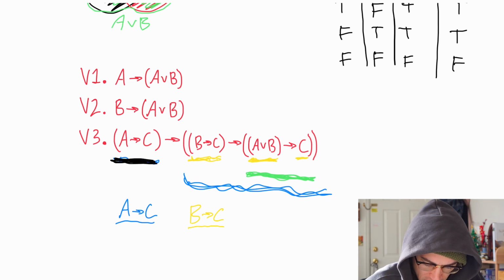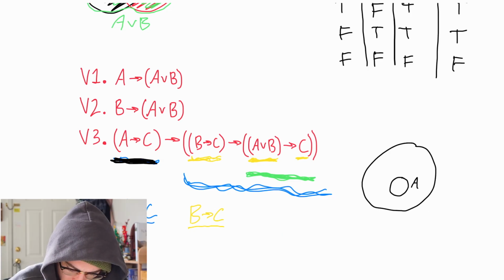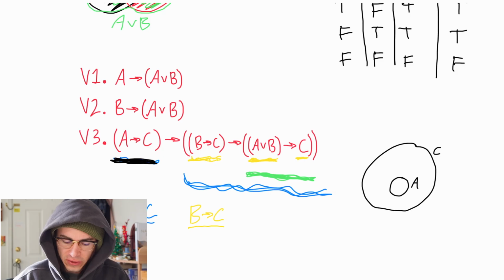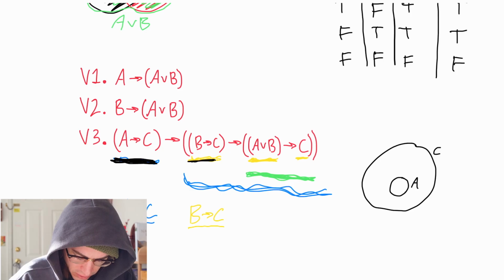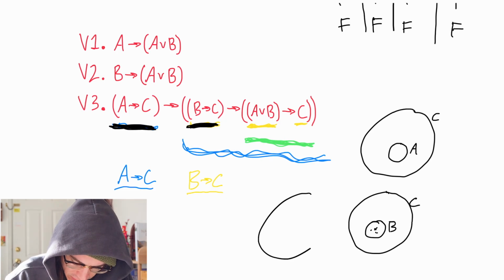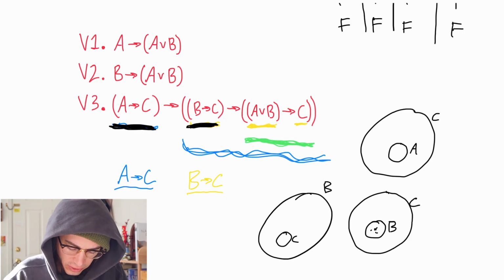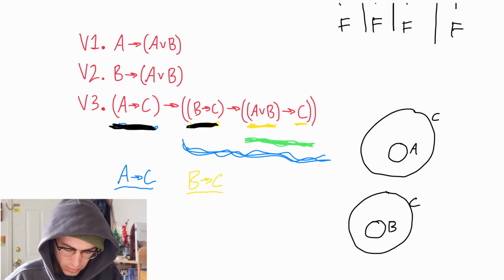If you have A implies C, then A is like a circle that's inside of a bigger circle called C. If you're inside A, you're definitely inside C. You know that for sure. Okay, and we also know that B implies C. So if you're in B, you're definitely in C. Because if you think about this the other way around, if B was out here, C was inside, then if you were in B, you could be out here. You cannot conclude that you're in C. So these are the two things we know.